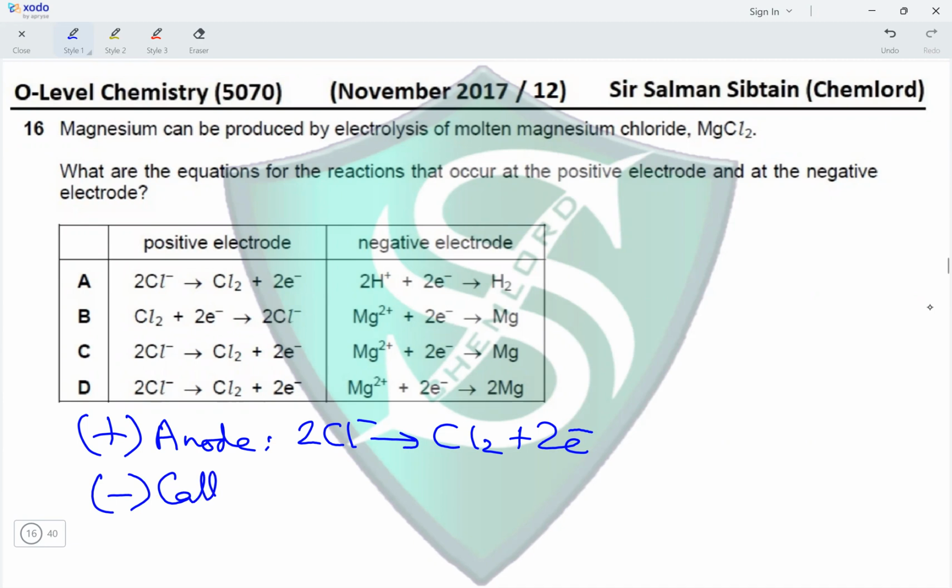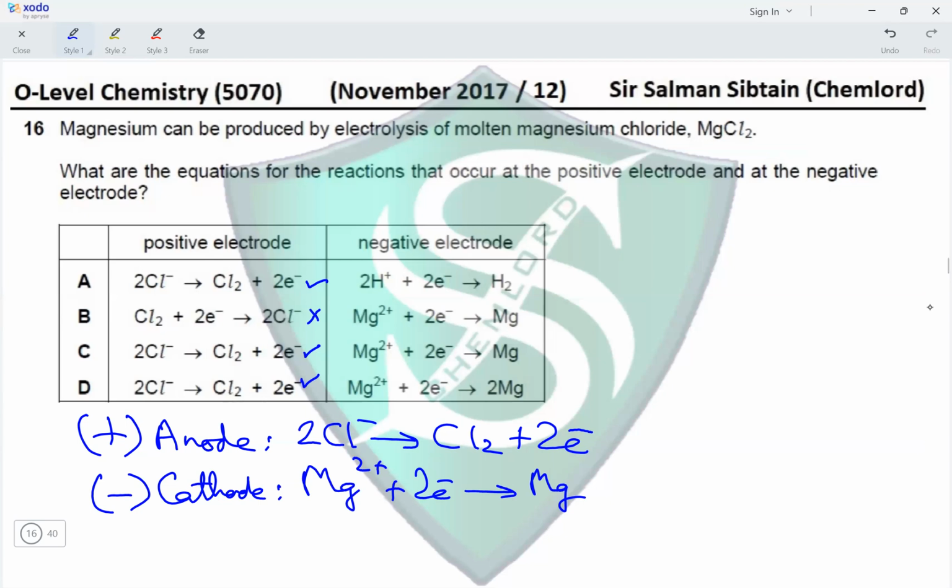electrode is the cathode where reduction takes place. So Mg²⁺ ions would be accepting 2 moles of electrons, producing 1 mole of magnesium metal. So the positive electrode should have a reaction of chlorine and the negative electrode should have a reaction of magnesium. All 4 options have chlorine present. Now, the reactant must be 2 moles of Cl⁻ ions, which is there in option A, option C, and option D. So option B has been eliminated.